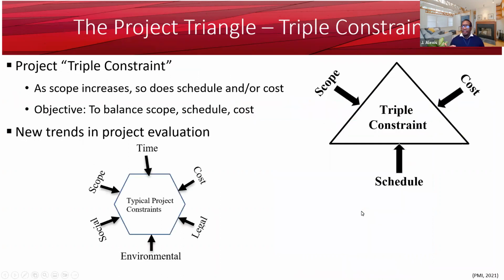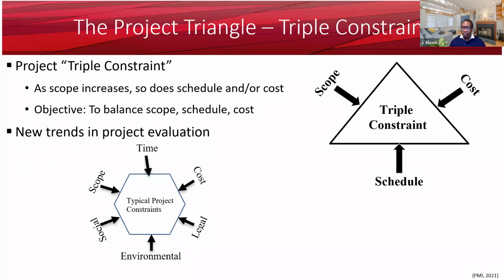So the project triangle, the triple constraint, or the project triangle here, traditionally, this is how we measure success in a project. If you deliver the scope of the project according to the stakeholders' requirements and the design specifications, and you do it on budget and on time, your project is a success. Triple constraint, project triangle. If you change one side of the triangle, you're likely to change one or two of the other sides.